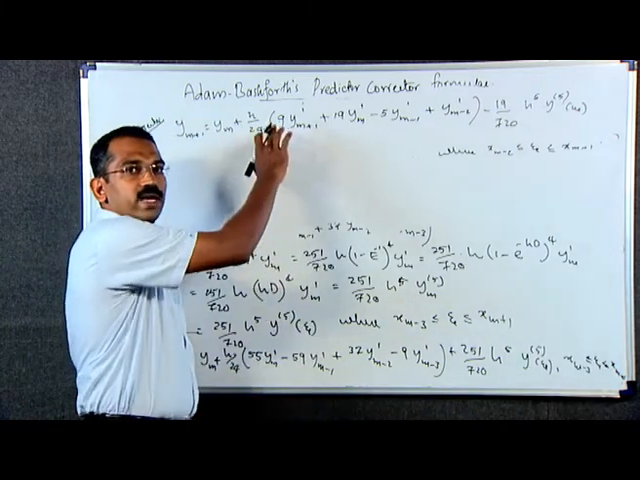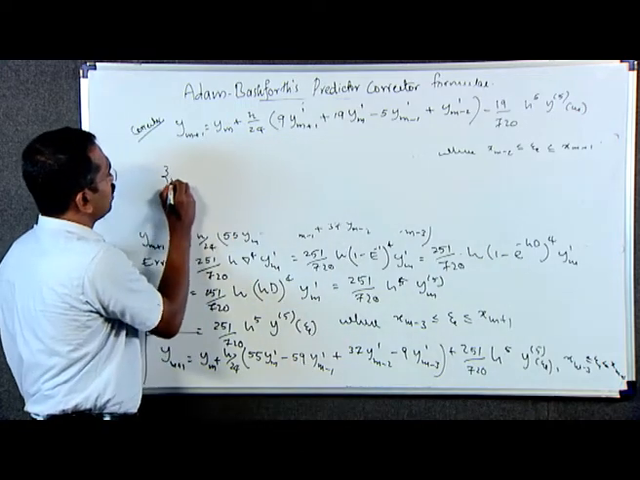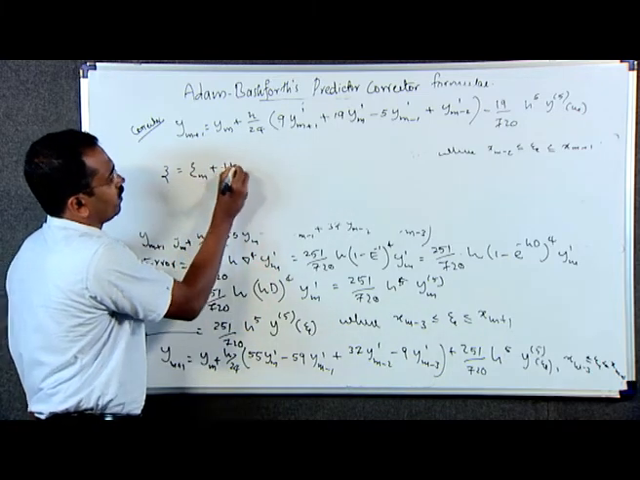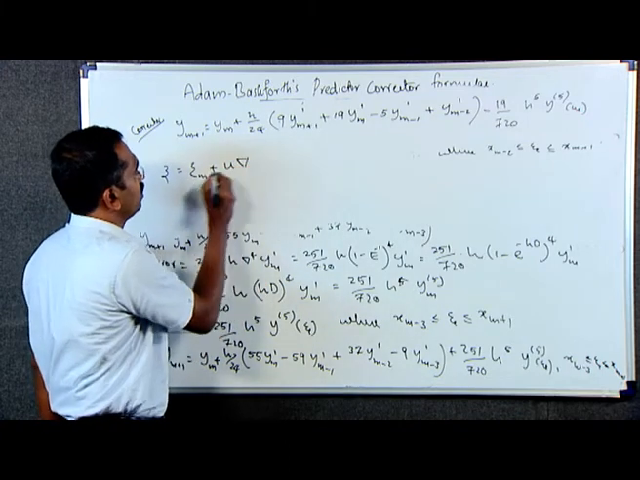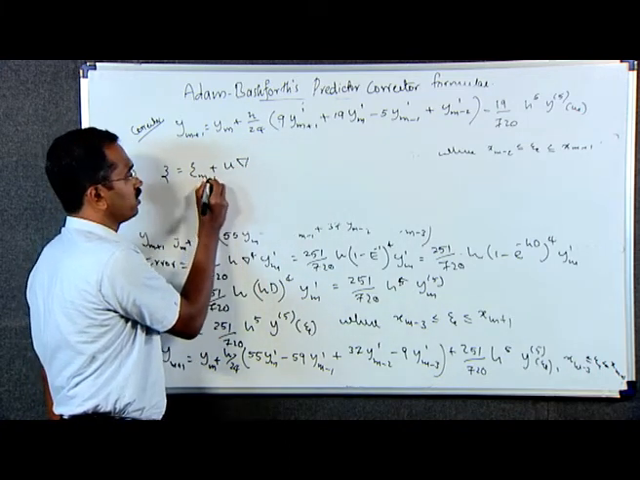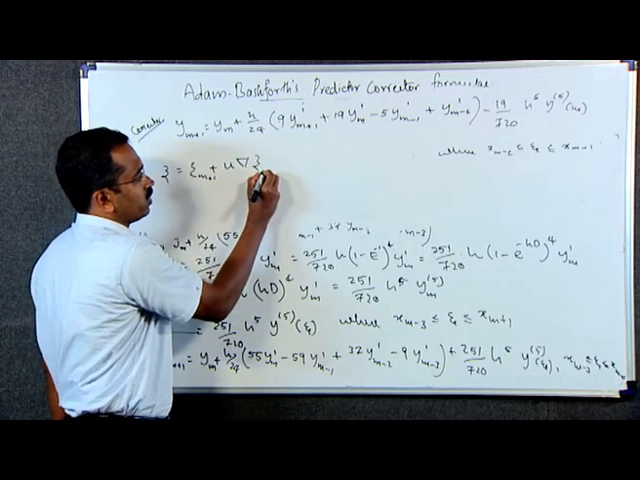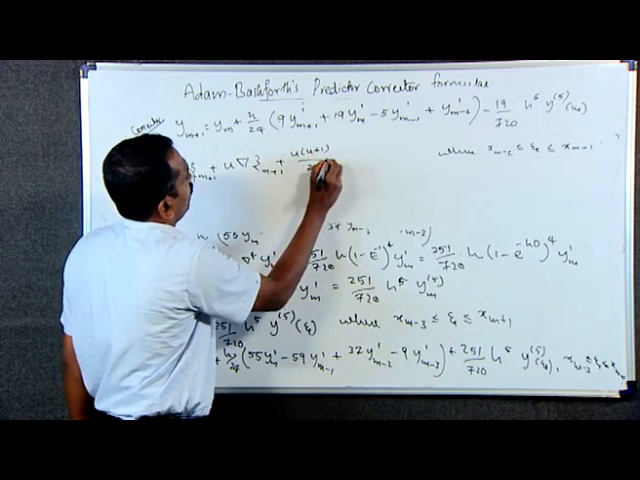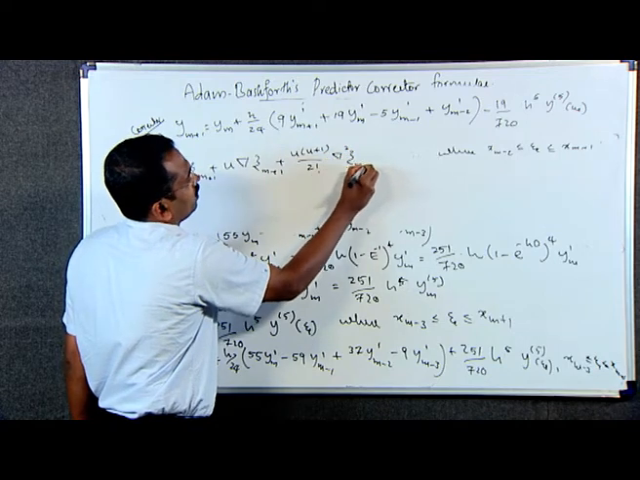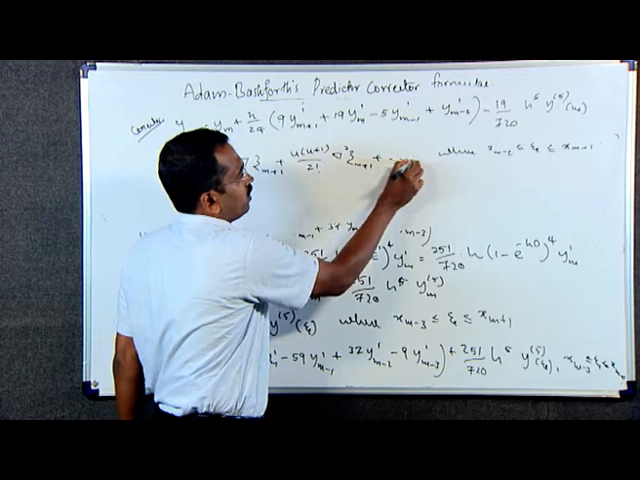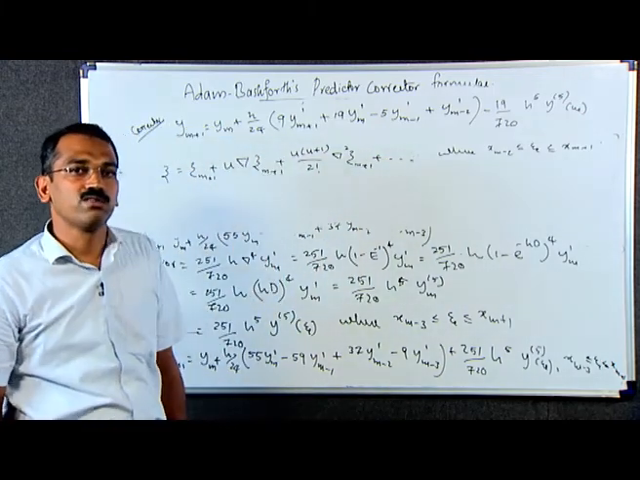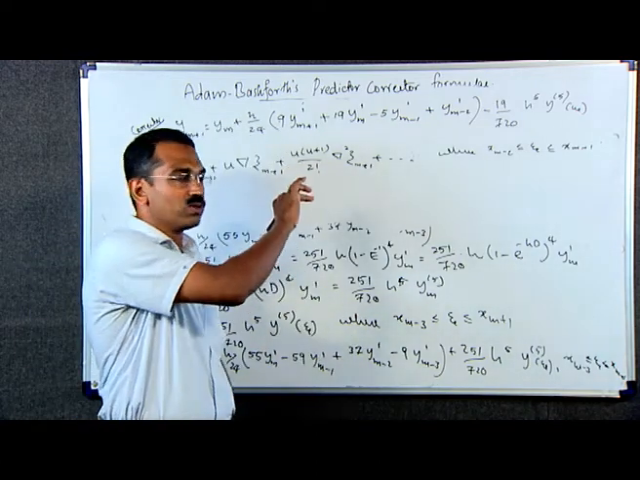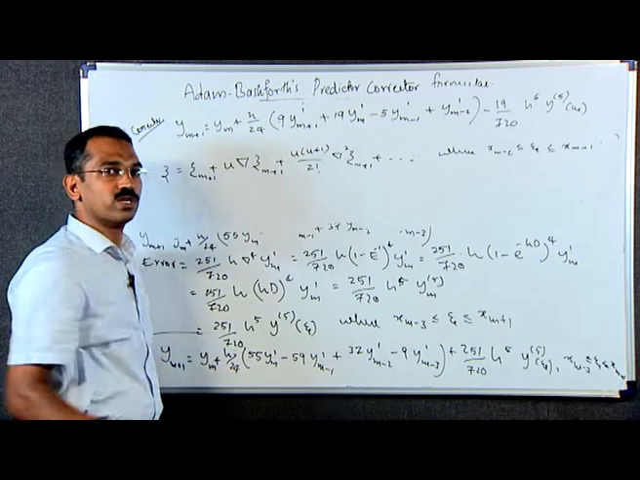This formula can be derived by assuming z is equal to zm plus u into del zm plus 1, not zm, it is zm plus 1, u into del zm plus 1 plus u into u plus 1 divided by 2 factorial into del square zm plus 1 plus etc. That is, this is the Newton's backward difference formula for z at the point zm plus 1, and proceeding as before, we can obtain this corrector formula.